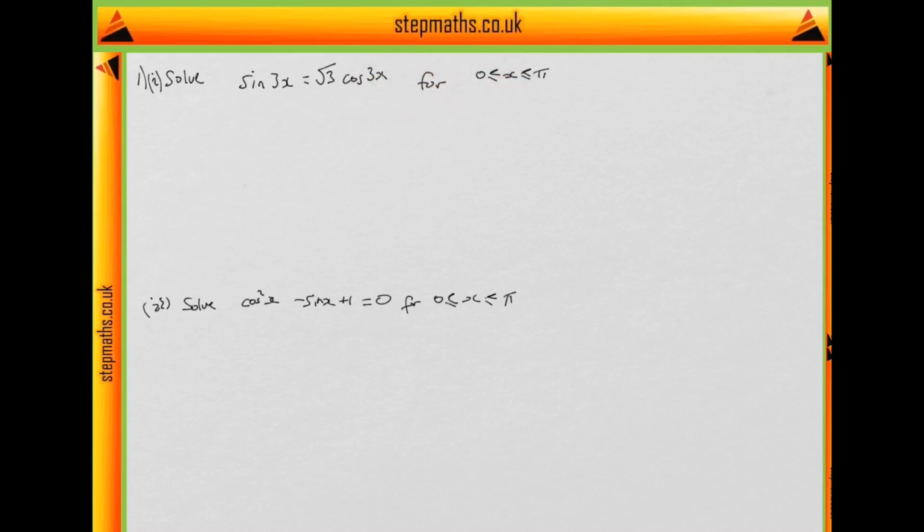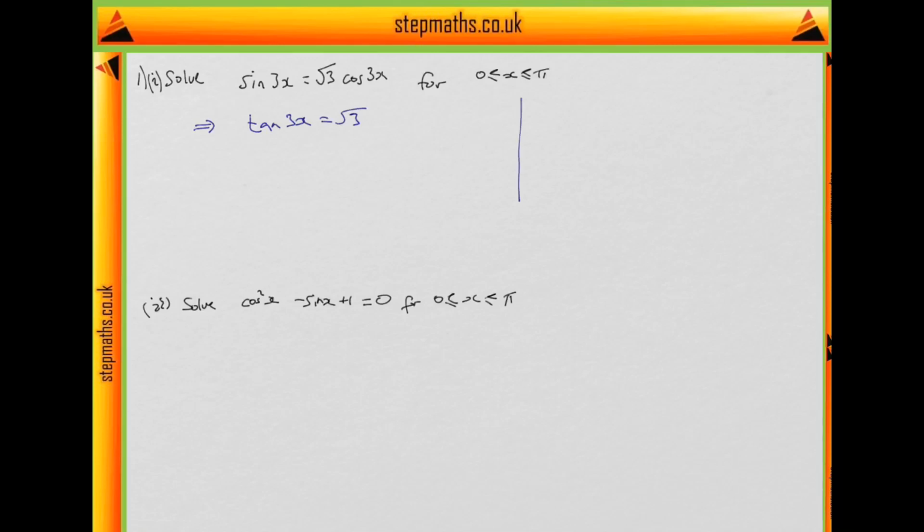0 and pi. The first thing we notice is that we do not have single angles, we have 3x as the angle, so that's something to think about later on. What we'll do is divide across by cosine of 3x to get sine 3x over cos 3x, which we know is tan 3x. So tan of 3x is equal to root 3.